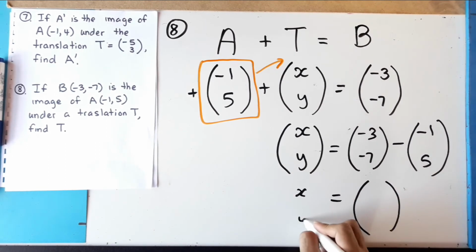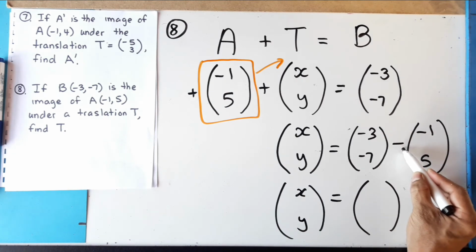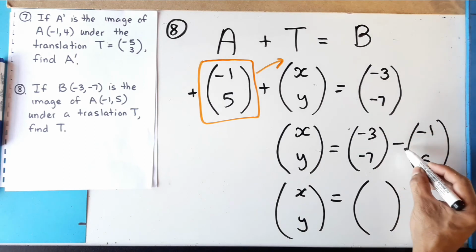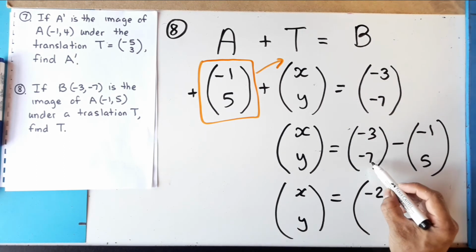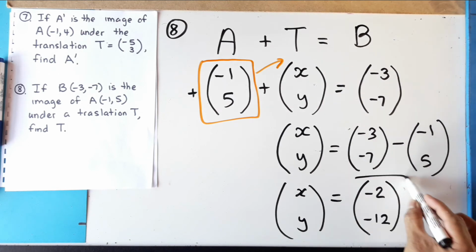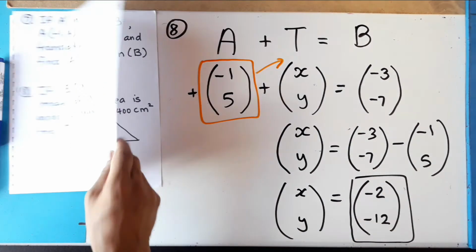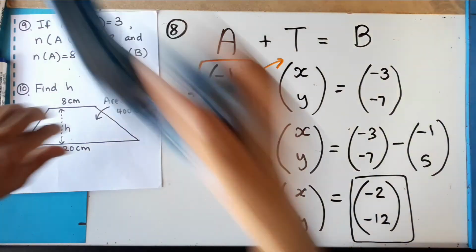And then we'll have x and y. Minus 3 minus minus 1. Two negatives will touch to give you a positive. So minus 3 plus 1 is minus 2. And minus 7 minus 5 is minus 12. And this is the final answer you're going to be looking for in the multiple choice. Alright guys, 2 more questions. Not going bad at all.